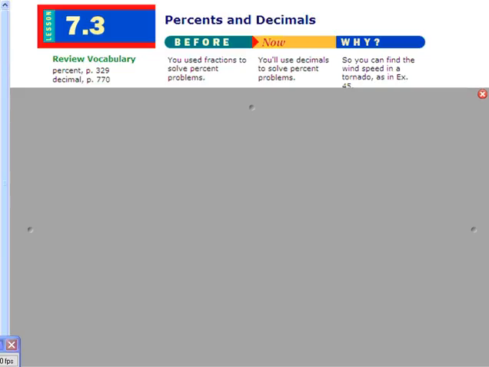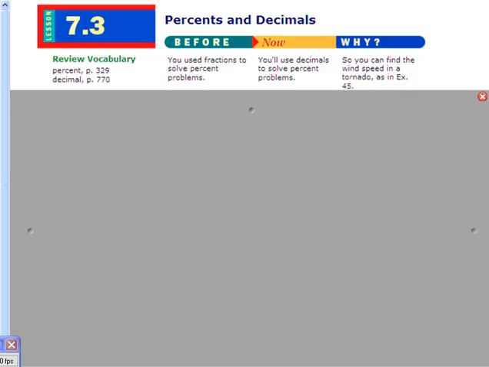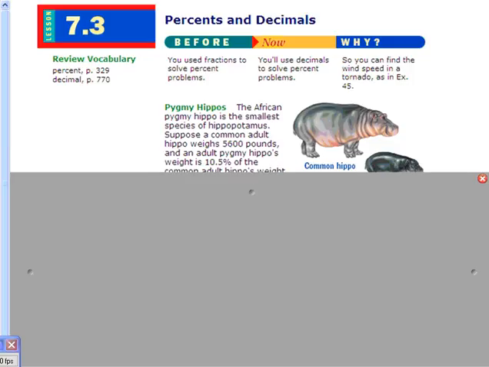All right, here we are in lesson 7.3, percents and decimals. We've been working with fractions to solve percent problems. We are now going to switch into using decimals to solve percent problems. Hopefully you realize that fractions and decimals are equivalent to each other. So because you can solve percent problems using fractions, you can also solve percent problems using decimals. It looks different, we represent it differently, but it's the same idea.